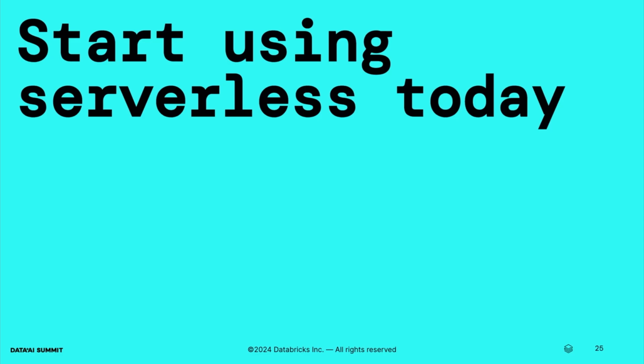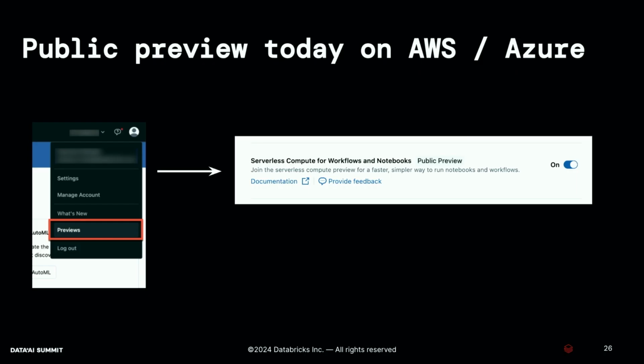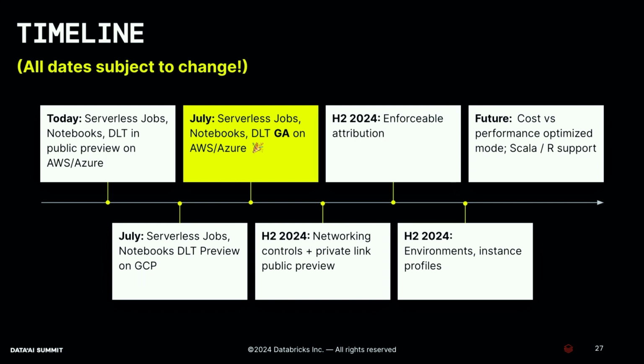All right, so again, hopefully at this point you're excited about serverless and you want to start using it. How do you do that? Today we are in public preview on AWS and Azure for workflows and for notebooks. We have this nifty little previews tab in the UI, so hopefully many of you have seen this and tried it out. Go to our preview portal, and you can turn it on. And I'm very excited to announce that we are going to GA serverless jobs and notebooks very soon, in the next few weeks.